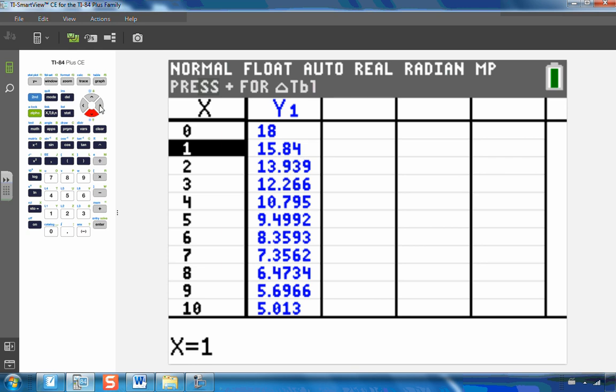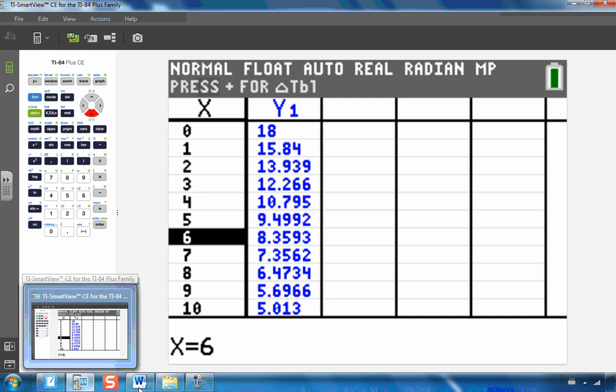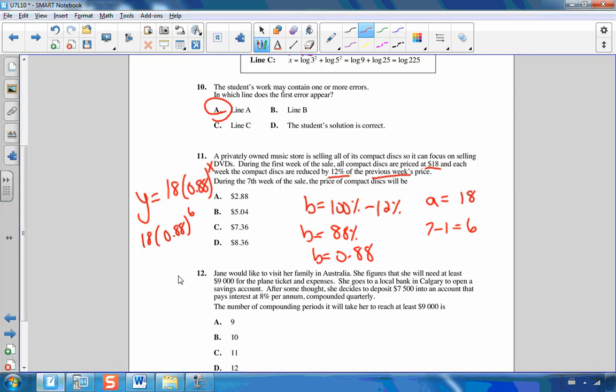So in the 2nd week, it's this. Okay, so here we have the 1st week, 2nd week, 3rd week, 4th week, 5th, 6th, and 7th week, you can see that my x value is in fact 6. Okay, so sometimes in the table of values, it's easier to see that. Okay, so it's going to be worth $8.36. So putting it into your calculator using the table, or just putting it into your calculator on the main screen, either way, we see that D would be the option.